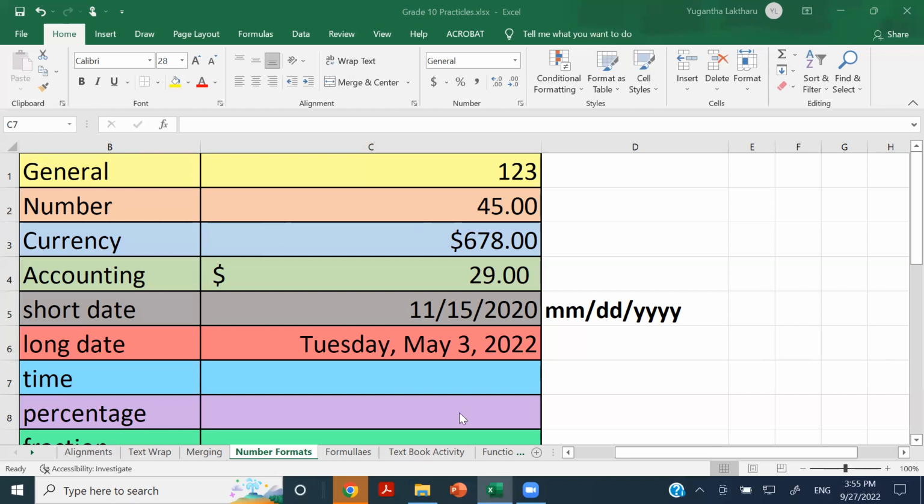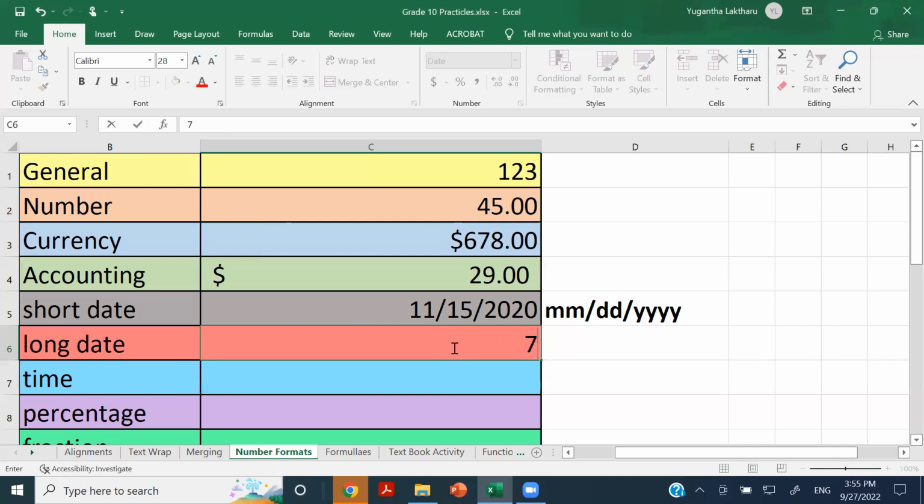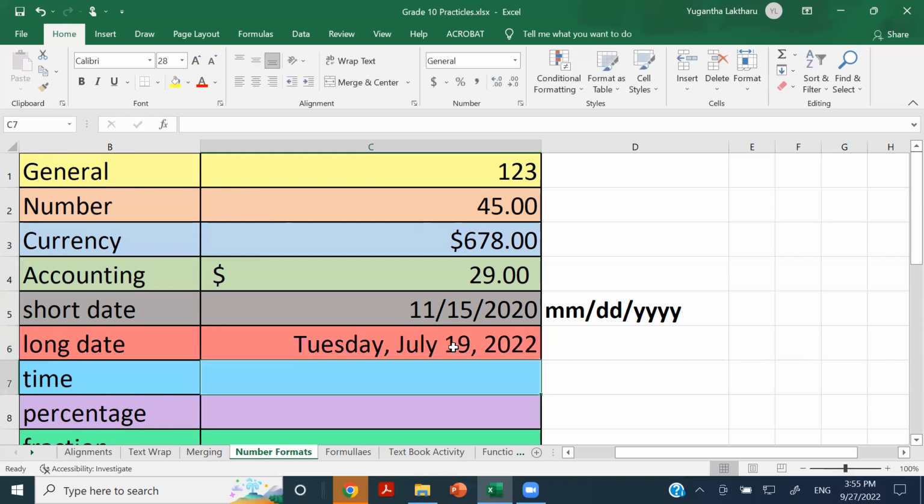Yeah, Sanushi, nothing much, just type like 7/19. Right, so 7/19. Once you press it, it says Tuesday, July 19, 2022.